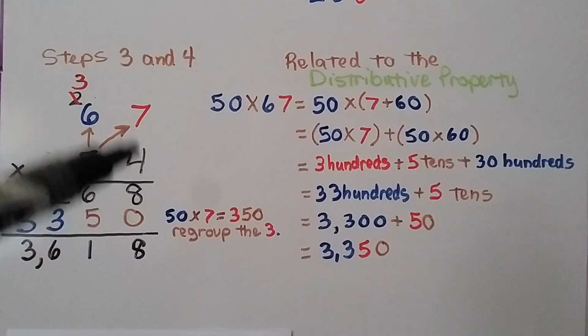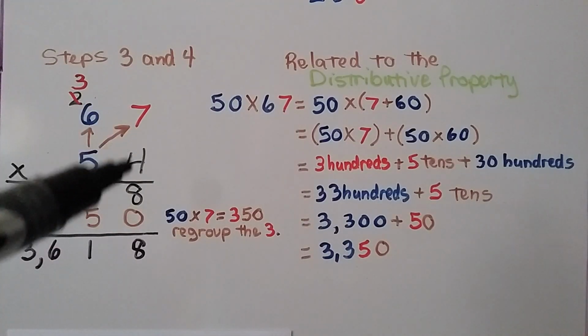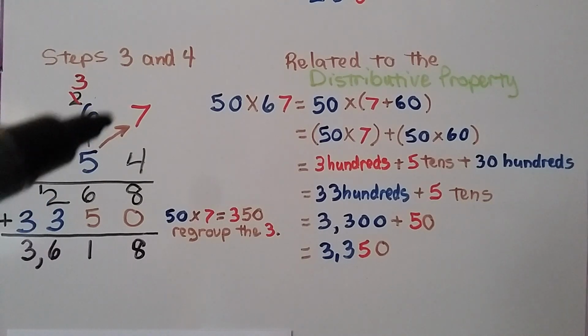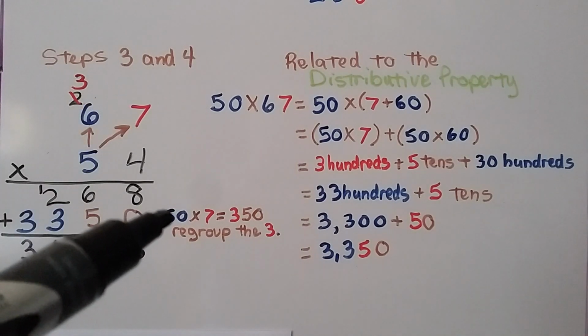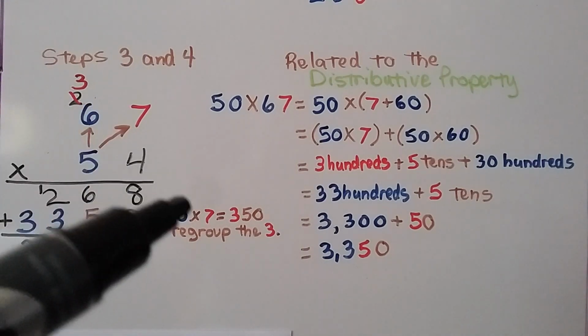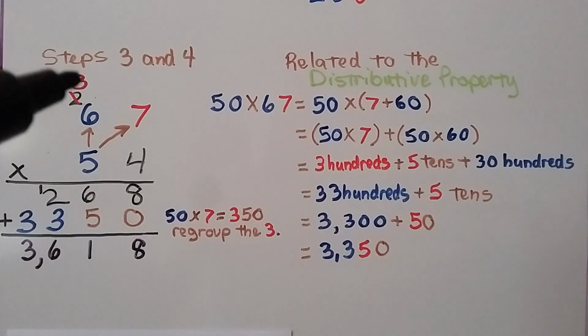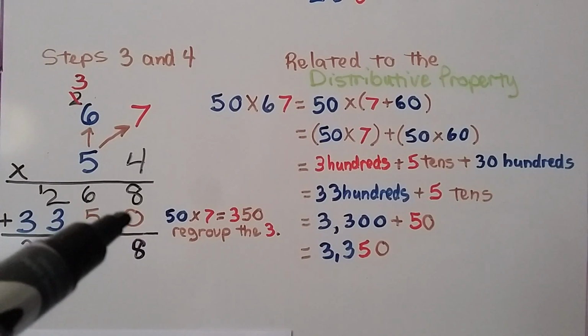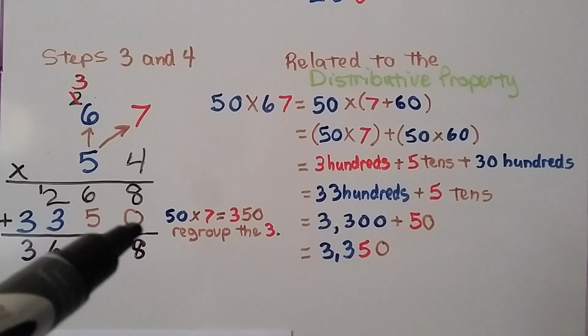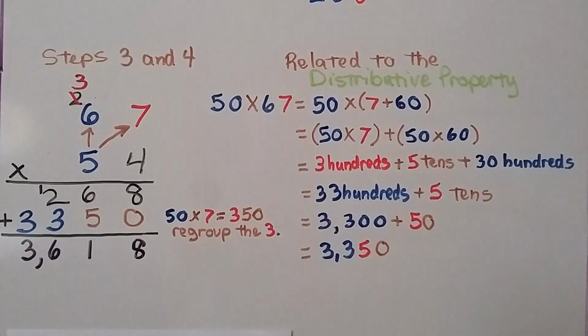Now that we multiplied the 4 to the 7 and the 4 to the 6, we're going to multiply the 5 to the 7, which is really 5 tens, isn't it? Times 7, which would be a 50 times 7. So that would be 350. We regroup the 3 and write the 50 here. And look, we got our 0 there. Like always, that space is always a 0.